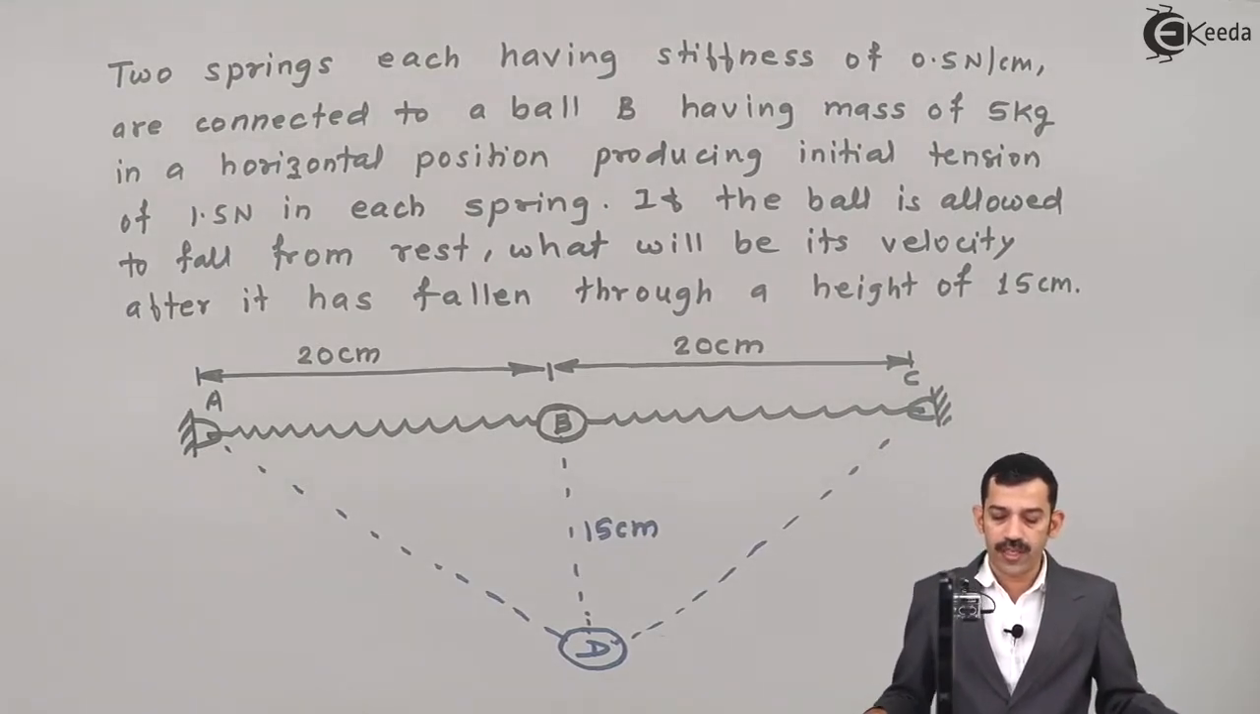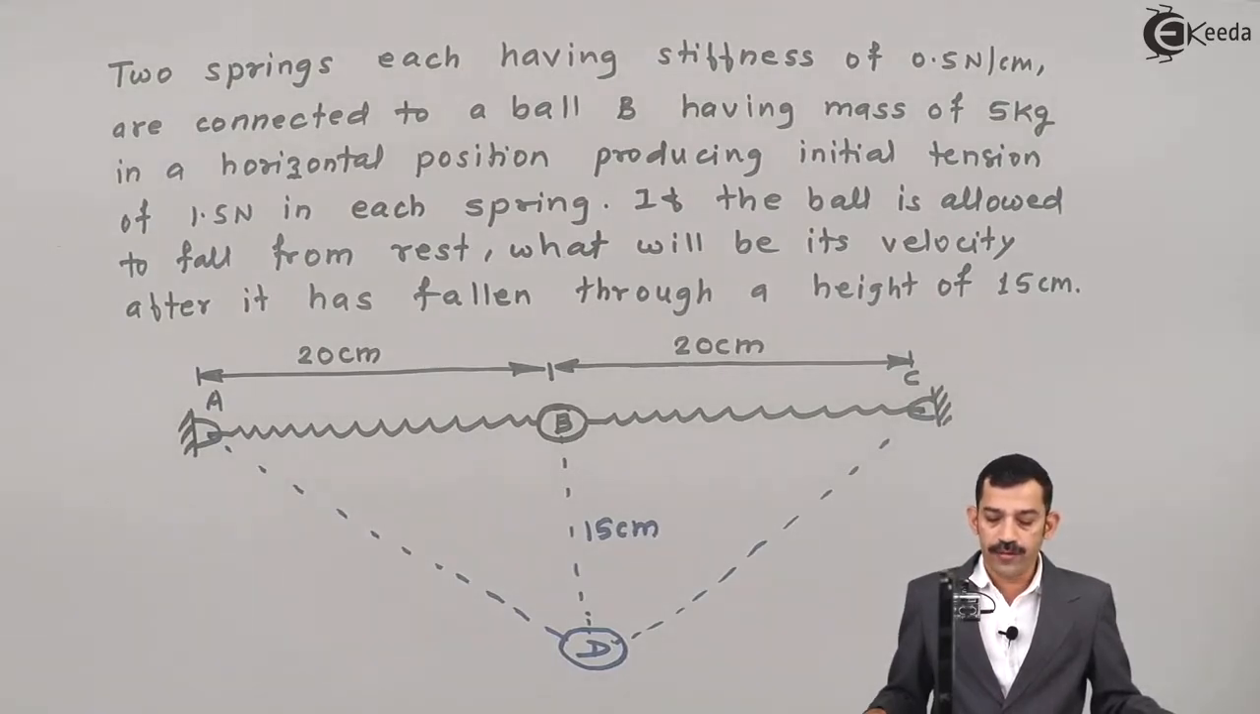Two springs each having a stiffness of 0.5 Newton per centimeter are connected to a ball having a mass of 5 kg in a horizontal position, producing an initial tension of 1.5 Newton in each spring. If the ball is allowed to fall from rest, what will be its velocity after it has fallen through a height of 15 centimeter?